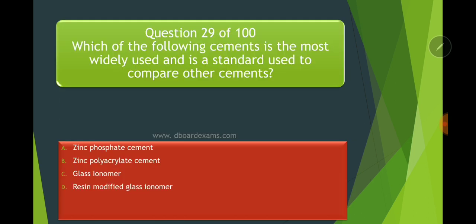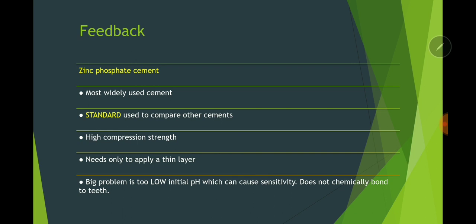So question 29. Which of the following cements is the most widely used and is a standard used to compare other cements? We discussed this already. It is zinc phosphate cement. Okay, so A is the answer. And the feedback on zinc phosphate cement, mostly why it's used. We discussed this already. It's the standard used to compare other cements. It has high compression strengths. It needs only a thin layer applied, and the big problem is that it has initial lower pH, which can cause sensitivity. Okay. All right.